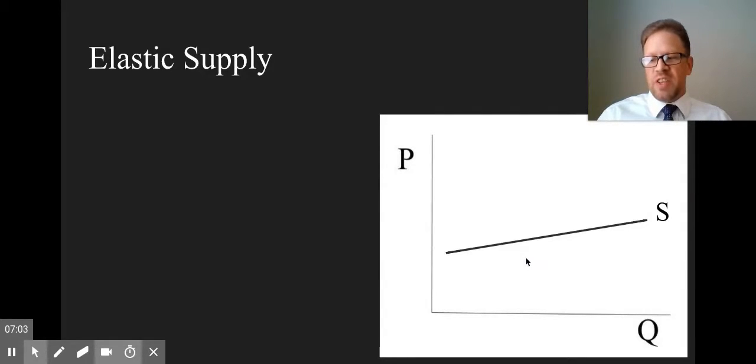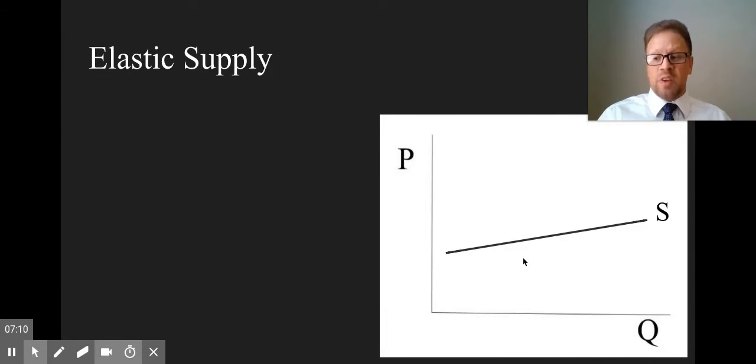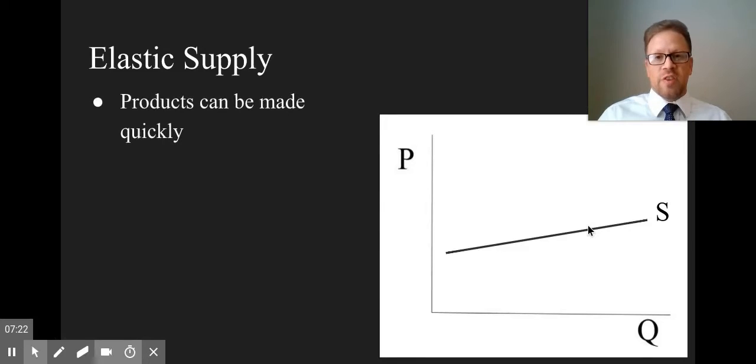The price elasticity of supply is influenced by the time that's necessary to produce the item, the expense to produce the product, and the availability of resources necessary to produce the item. So for things that behave more like this, that are more elastic, well, products can be made quickly. If we're talking about paper clips, you can crank those suckers out. That's not very hard at all.